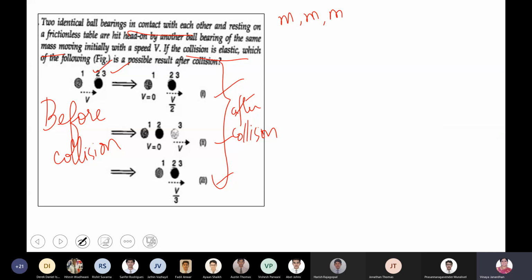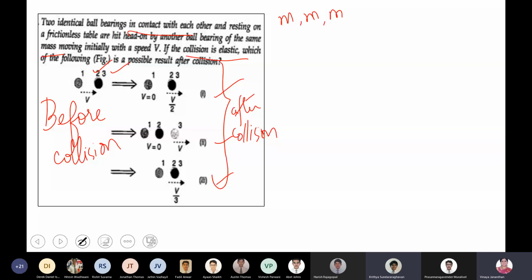Kritya? Yes, ma'am. If I want to check whether the collision is elastic, what should be the condition? Ma'am, the velocity of separation by velocity of approach, the relative velocity. That is one way of stating. If the collision has to be elastic, boys, the kinetic energy before collision must be equal to the kinetic energy after collision. Is that clear? Yes, ma'am.